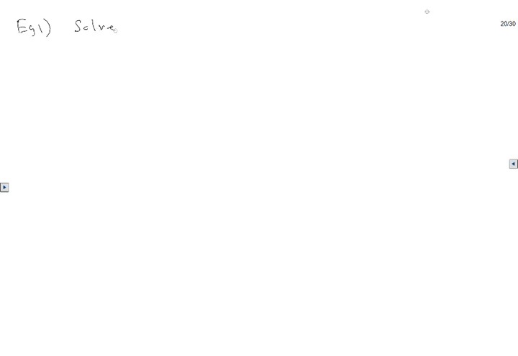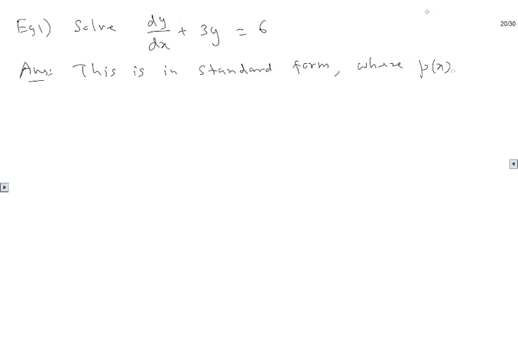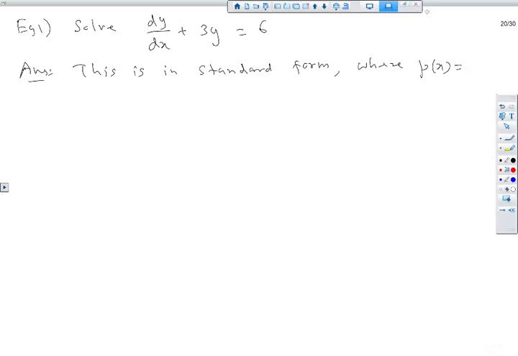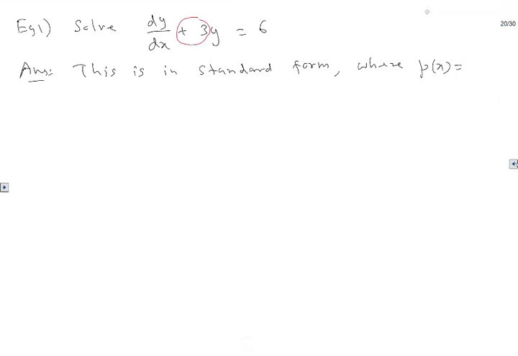Solve dy over dx plus 3y equals 6. You can see that this is in standard form, where P(x) is whatever is in front of y, so P(x) equals 3.